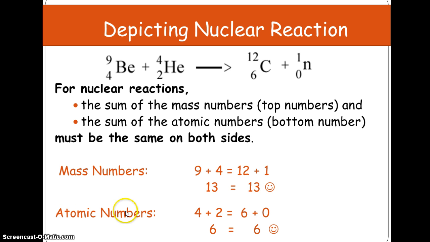It's the same for atomic numbers. It needs to be the same on the left side as on the right side of the equation. On the left side, we've got atomic numbers of 4 and 2. 4 and 2 add up to 6. Now let's take a look on the right. Here we've got atomic numbers of 6 and 0. 6 and 0 also add up to 6. So this checks out. The atomic numbers are the same on the left side and on the right side of the equation.